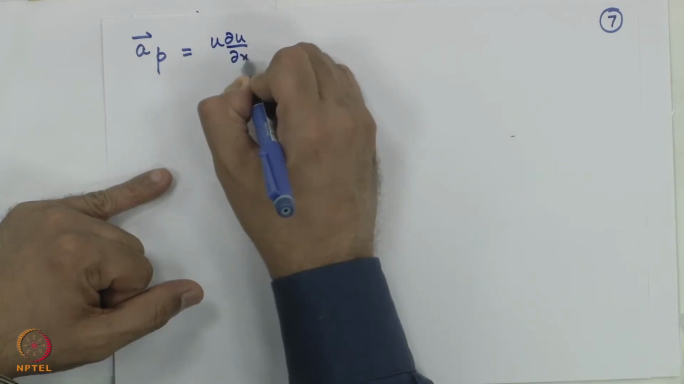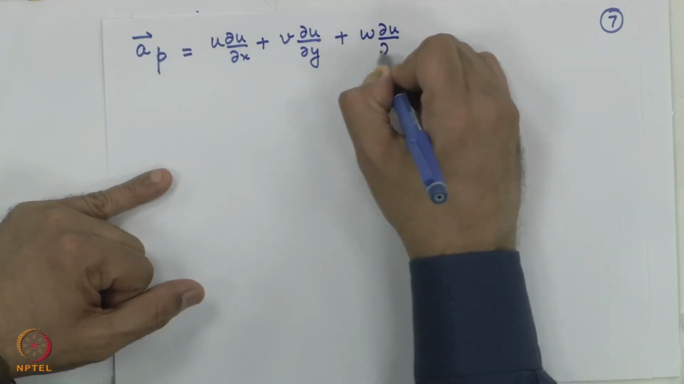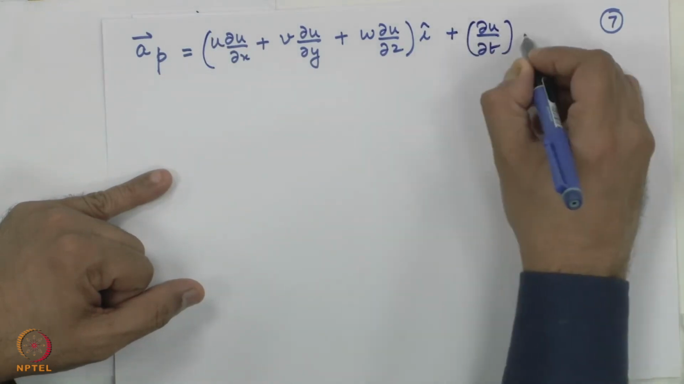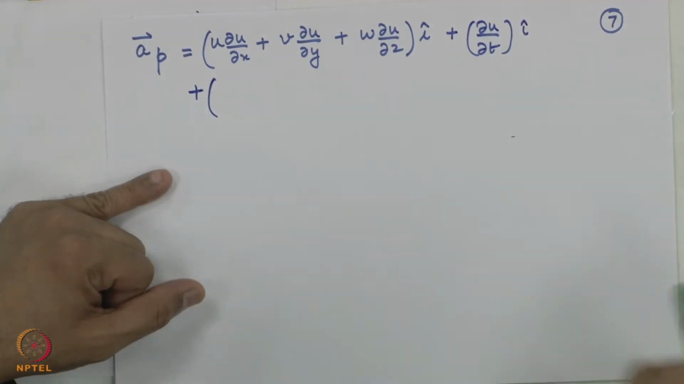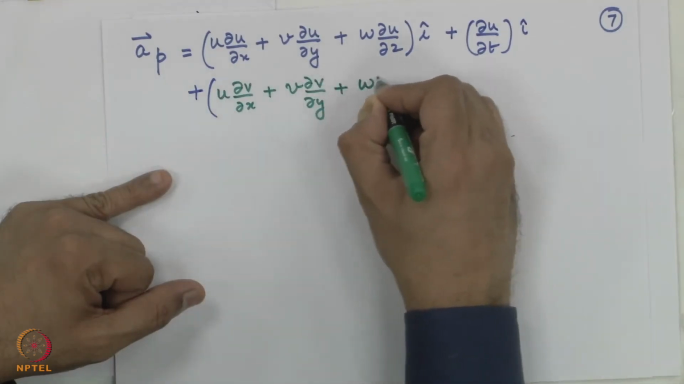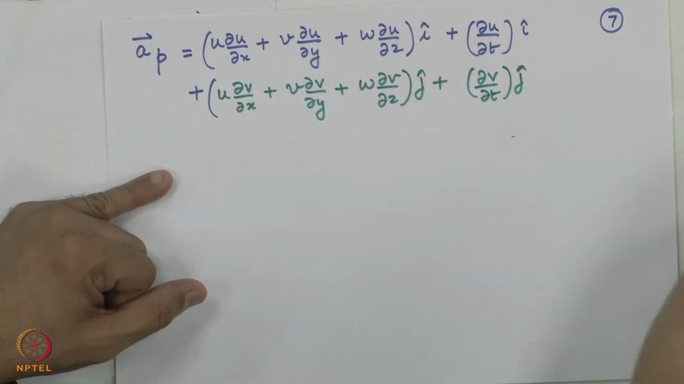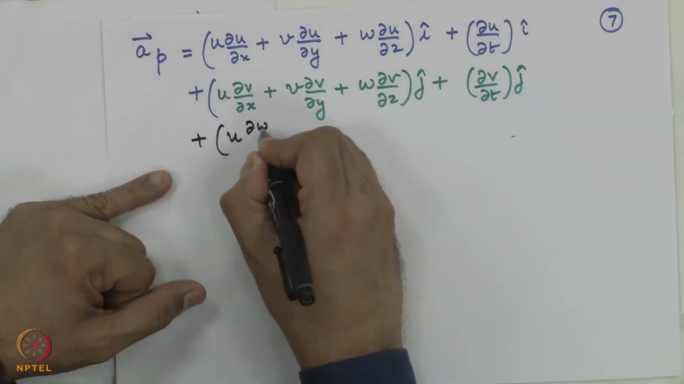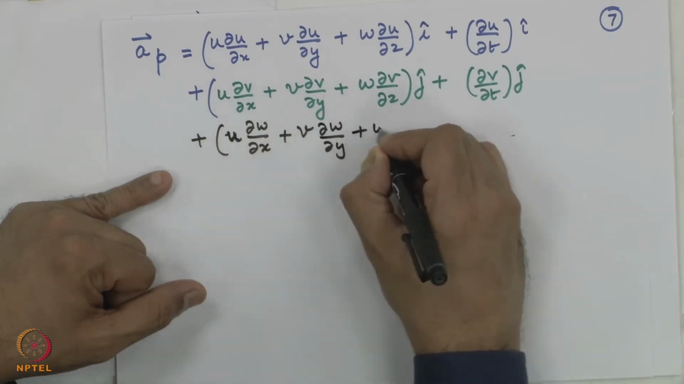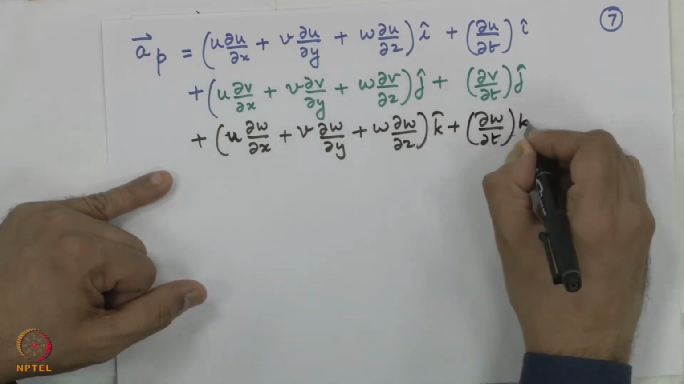u into du by dx plus v into du by dy plus w into du by dz i cap plus du by dt i cap plus u into dv by dx plus v into dv by dy plus w into dv by dz j cap plus dv by dt j cap, and third term u into dw by dx plus v into dw by dy plus w into dw by dz k cap plus dw by dt k cap.